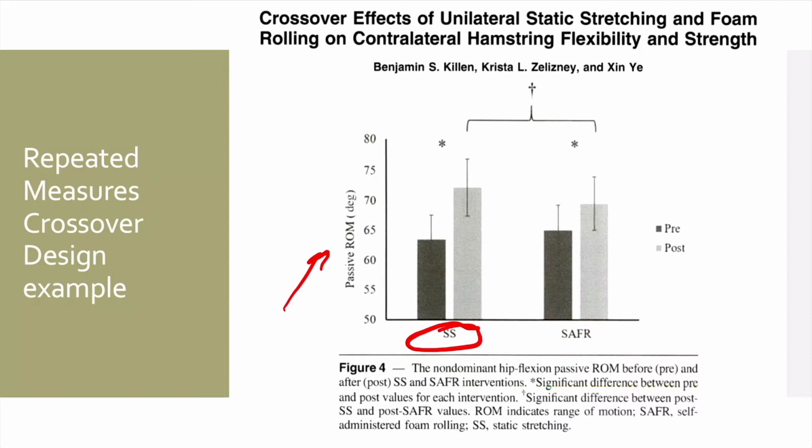We saw similar effects in the foam rolling group, that we saw an increase in flexibility in the non-treated leg. However, the difference pre and post was less than we saw in the static stretching group. So what this tells us is that static stretching of one leg will potentially affect the flexibility of the other leg. And if our goal is to improve range of motion, static stretching may be a better way to do it, although both techniques are going to be effective.